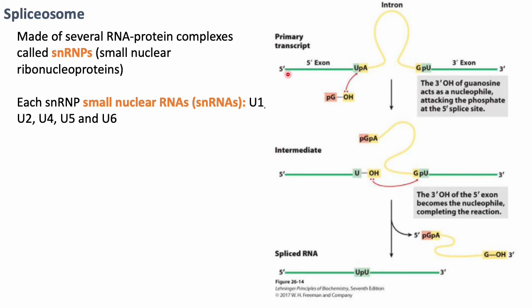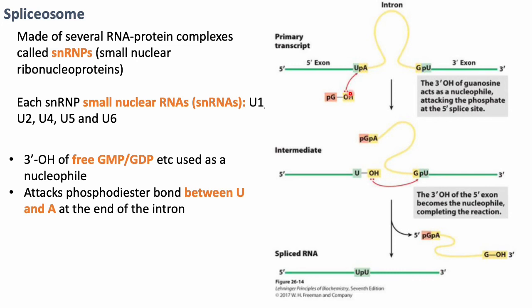Now what we can see here is the primary transcript. Here we have our exon, the part that's going to get translated, and we need to cleave out this intron region to then join up the two exon regions. What happens first is the 3' hydroxyl of the free GMP or GDP is used as a nucleophile, and this attacks the phosphodiester bond between the U and the A.